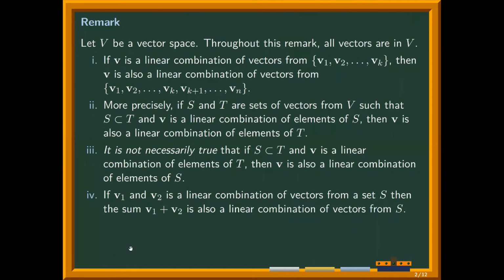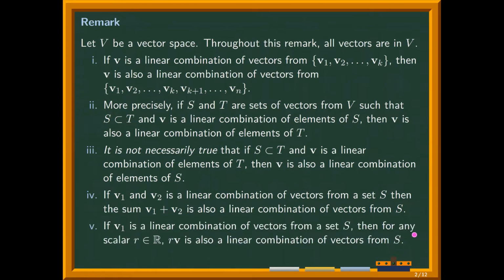If v1 and v2 are linear combinations of vectors from a set S, then by definition of vector addition, the sum v1 plus v2 will also be a linear combination of vectors from S. And finally, if v1 is a linear combination of vectors from a set S, then for any scalar r, the scalar multiple of v1 by r is also a linear combination of vectors from S.